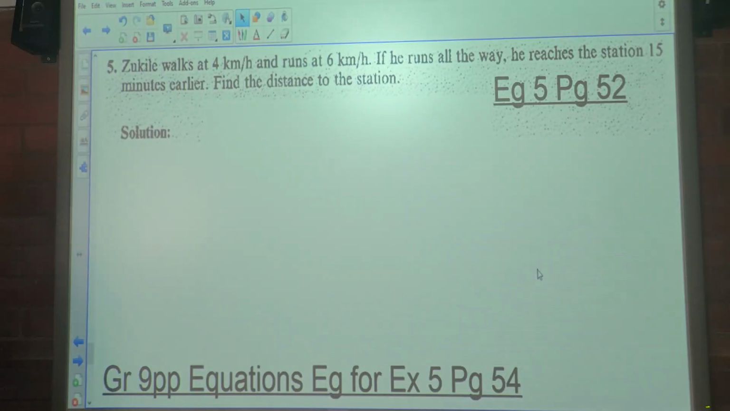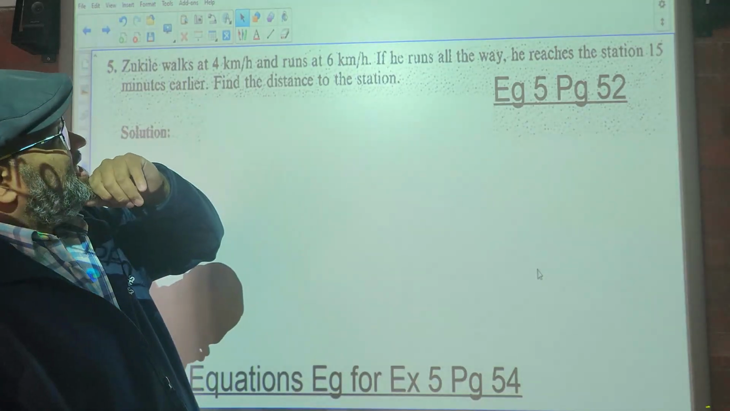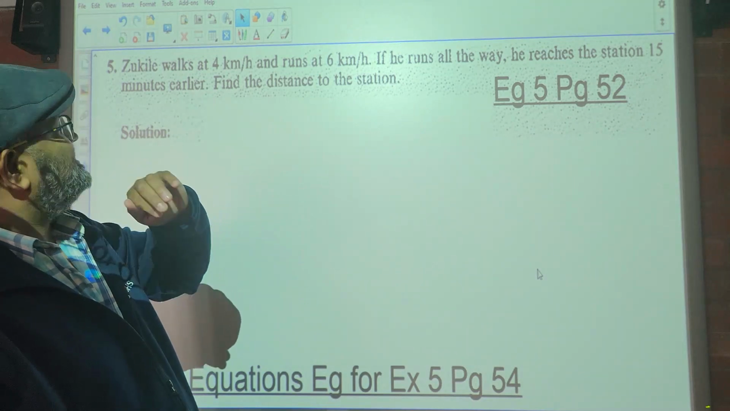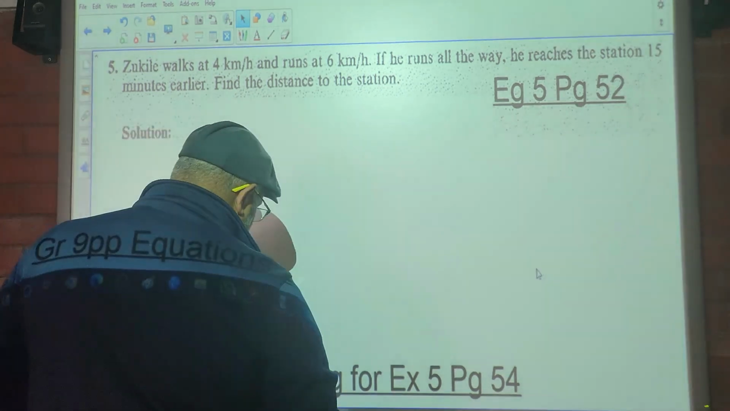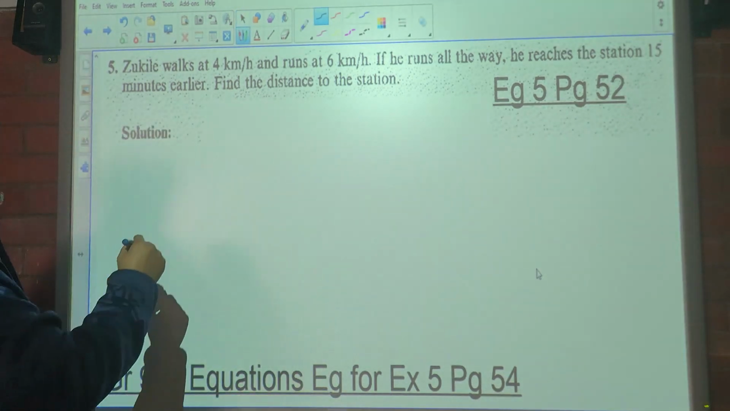Okay. But anyway, Zucchini walks for 4 kilometers per hour, he runs 6 kilometers per hour. If he runs all the way, he reaches the station 15 minutes earlier. Find the distance to the station. If he knows exactly how many kilometers per hour he's running, the speed, and the kilometers he's walking, of course, finding the distance should have been easier, no? But okay, this is the sum. People, I find this to be the easier of the two.